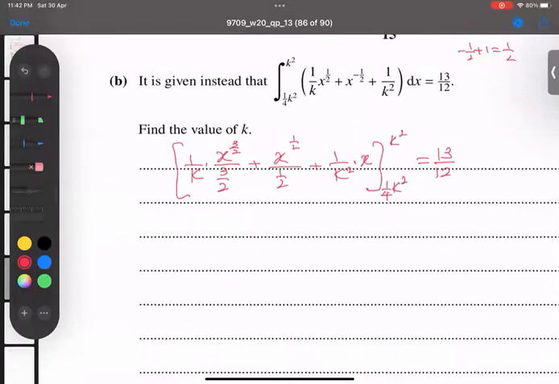I hope this much is very clear. Don't put the limits directly. First of all, simplify as much as possible.